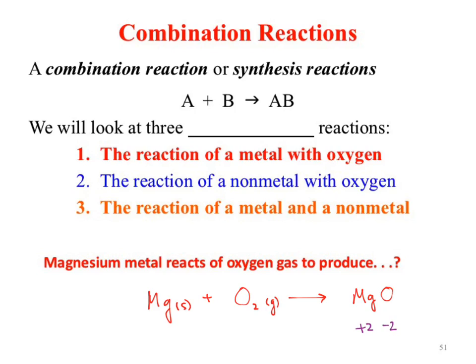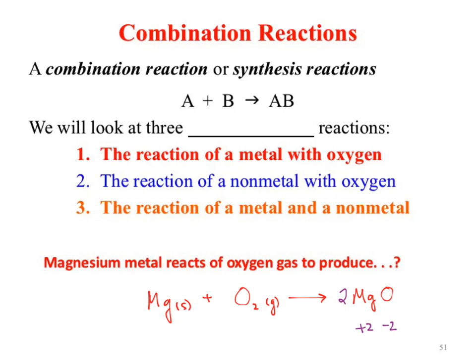The next layer: balance the whole equation. Is the equation balanced? No. Magnesium, there's only 1 on each side. Oxygen, there's 2 on the reactant. There's 1 on the product. How do I fix that? I put a 2 in front.